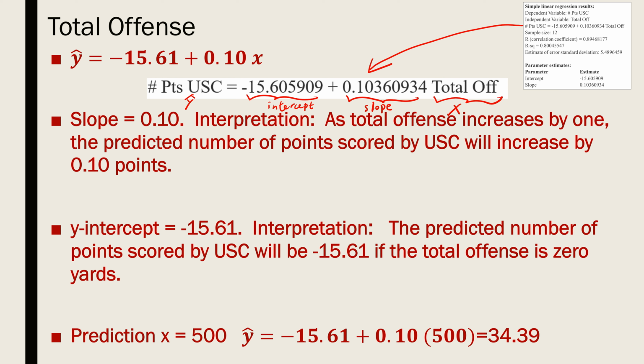Slope is 0.10. As total offense increases by 1 unit, the number of points scored by USC will increase by 0.10 points. Y-intercept equals negative 15.61. This means the number of points scored by USC will be negative 15.61 if the total offense is 0 yards.